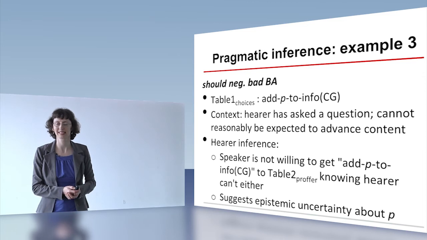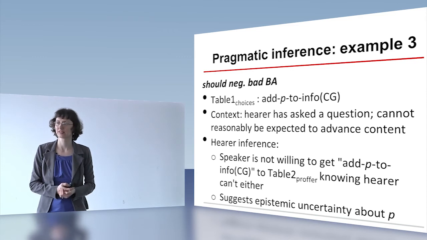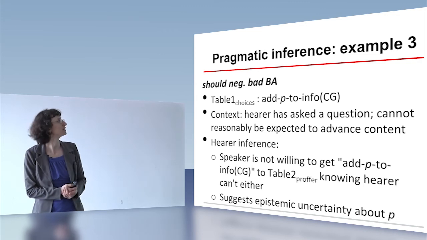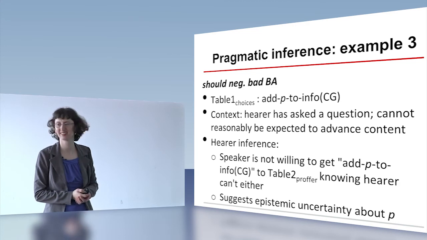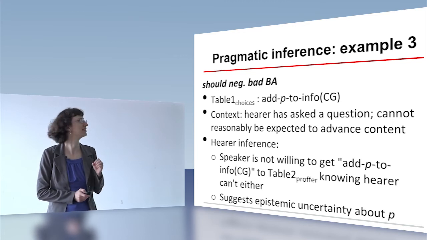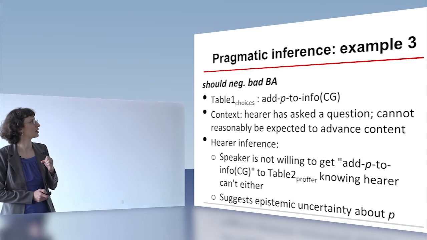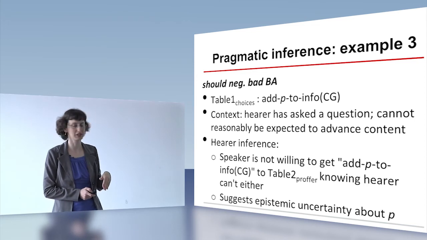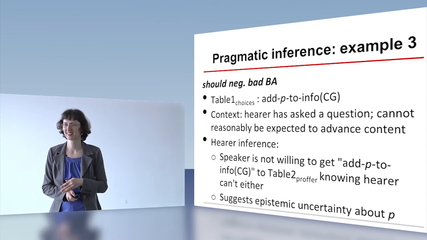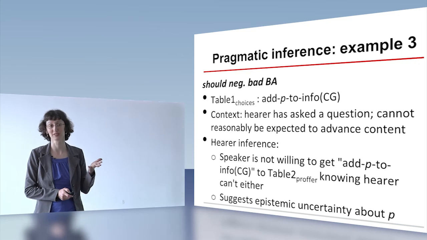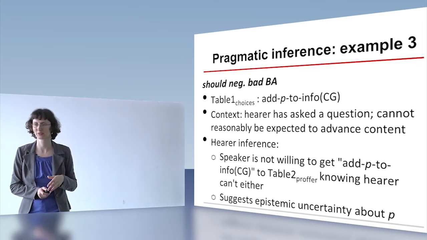Look at the other example, right? The example where the speaker has just been asked a question of how well he plays, and so we know that the hearer has no idea how well he plays at all. So he says, should be not bad, ba. So that's a table one move to add this proposition that should be not bad to the common ground. The hearer, having asked a question, cannot reasonably be expected to advance the content. Speaker is also not willing to get it any nearer to the target than table one. This suggests really epistemic uncertainty about the proposition, right? There's no other reason really to not advance it.